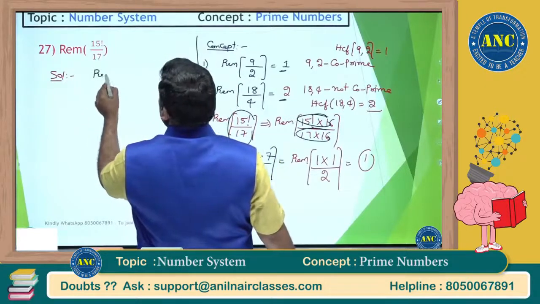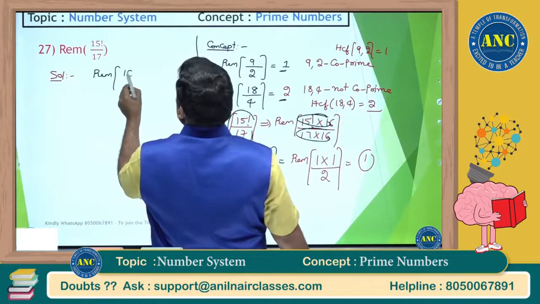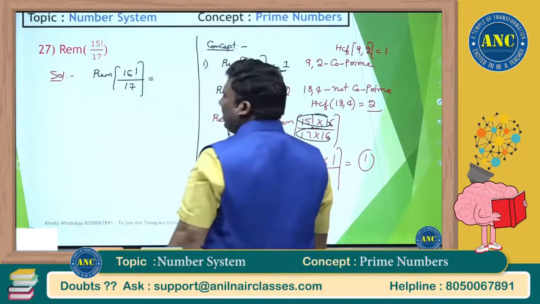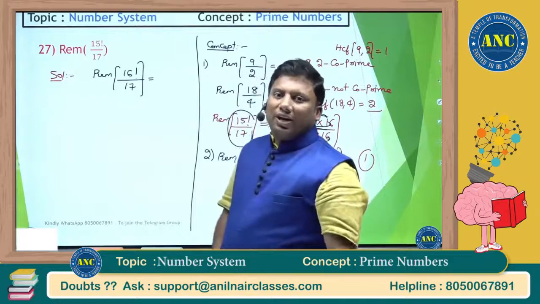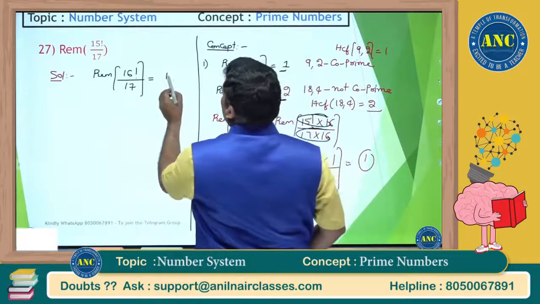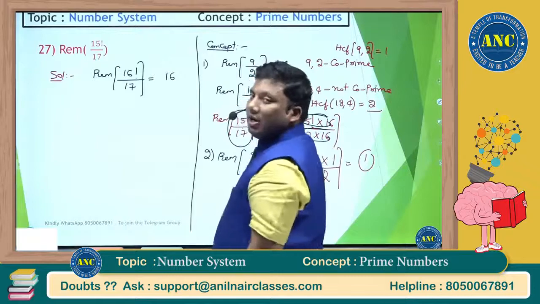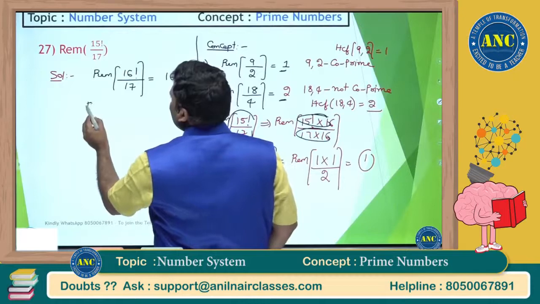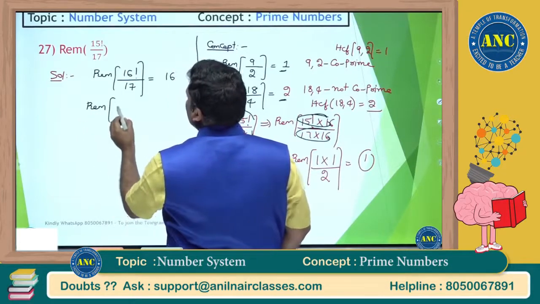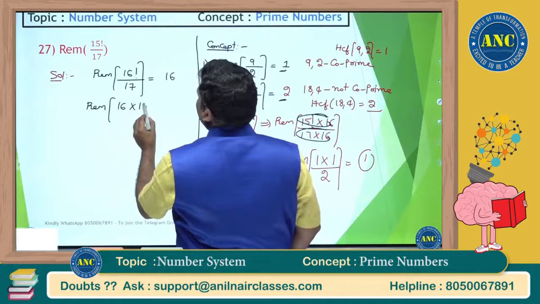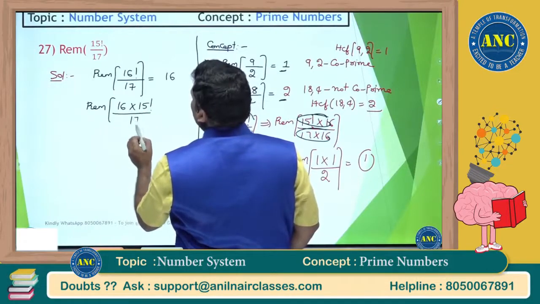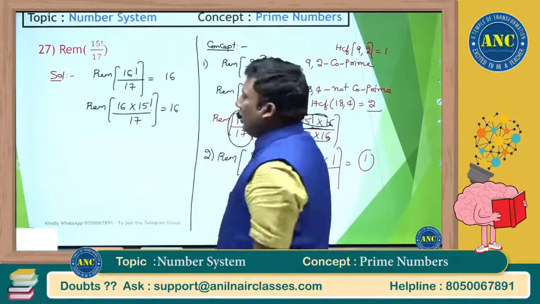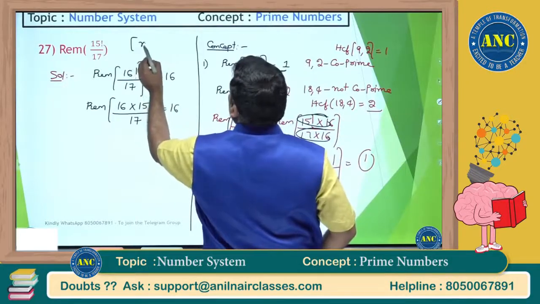In the previous concept, we discussed 16 factorial by 17. P minus 1 factorial by P is P minus 1. So 16 factorial divided by 17 gives remainder 16. 16 factorial can be written as 16 into 15 factorial.